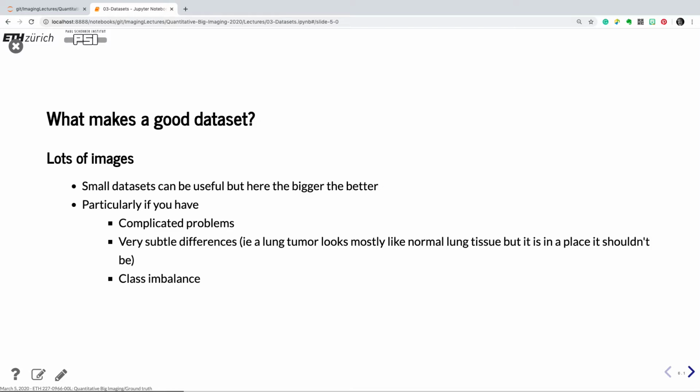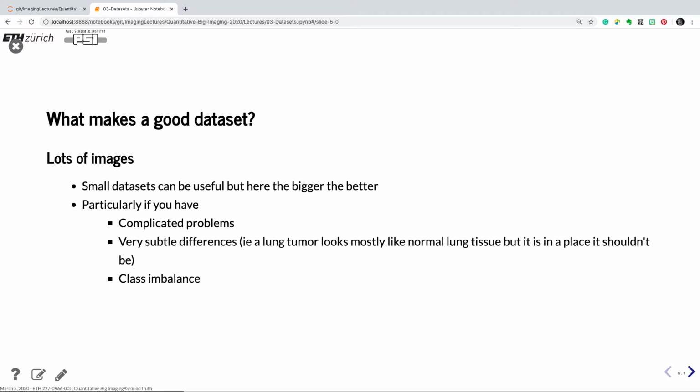So what makes a good dataset? First of all, a lot of images. We're talking about statistical methods, so the more the better. Small datasets, of course, if you can't get more, are good for a starting point, but the more complicated your problem is, and also the more subtle the differences are. For example, seeing a tumor in lung tissue is not very easy, because the contrast differences are very small, so it's hard to differentiate it.